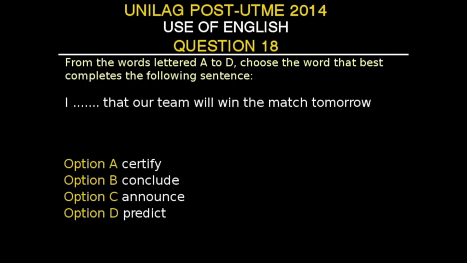UNILAG post UTME 2014, use of English, question 18. The instruction is, from the words lettered A to D, choose the word that best completes the following sentence. And the sentence is, I dash that our team will win the match tomorrow. Option A, certify. Option B, conclude. Option C, announce. Option D, predict. The word that best completes the sentence is option D, predict. And predict is a verb and it is to say or estimate an outcome.